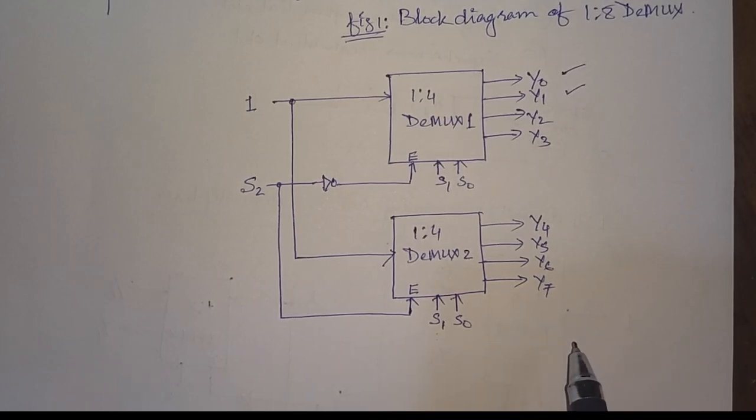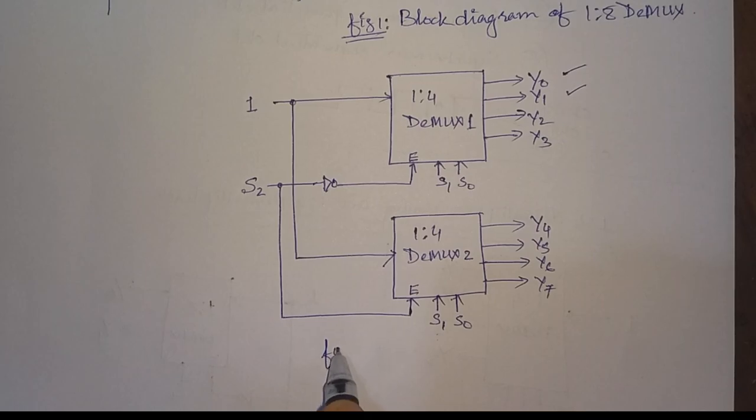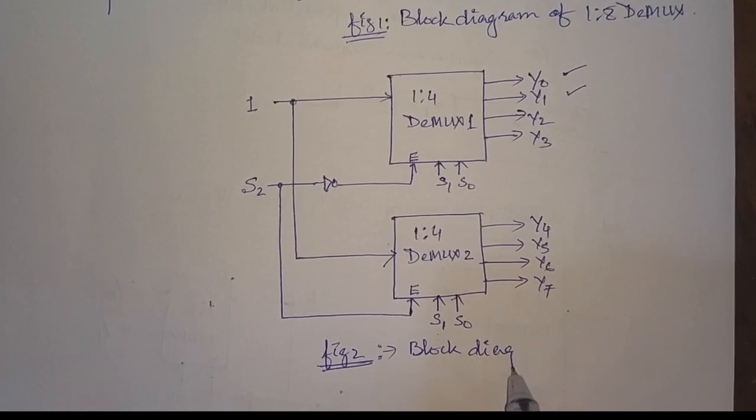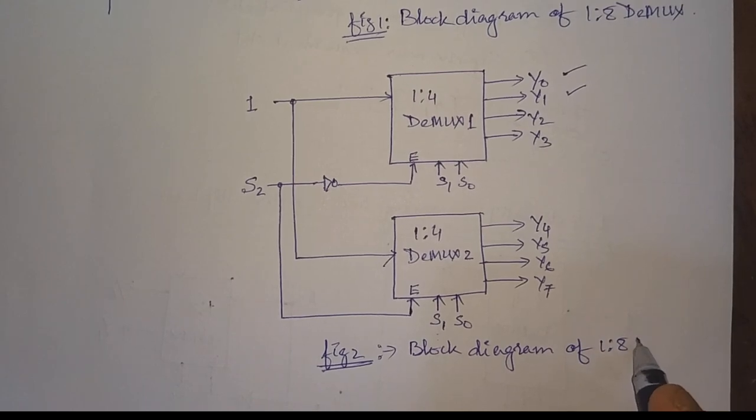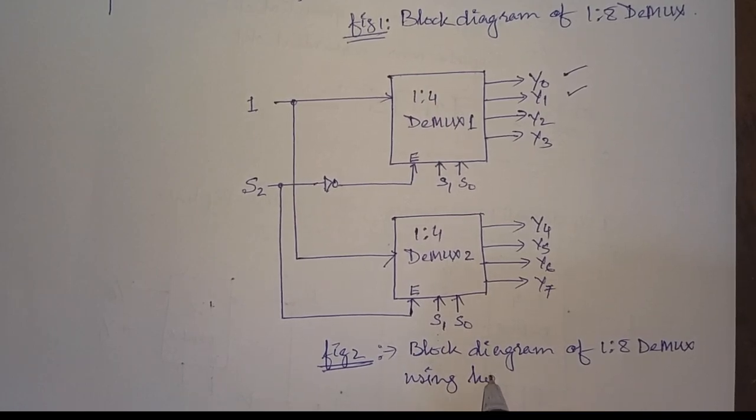So this is the realization of a 1:8 demultiplexer using two 1:4 demultiplexers. So figure 2, this is the block diagram of a 1:8 demultiplexer using two 1:4 demultiplexers.